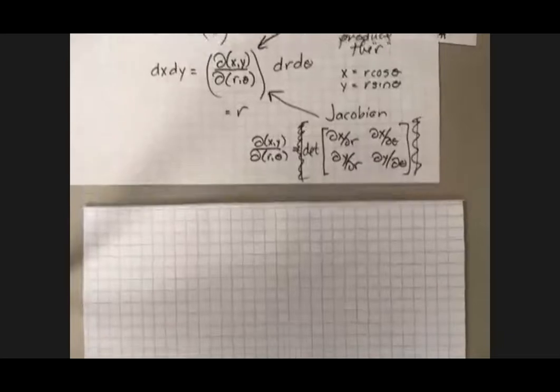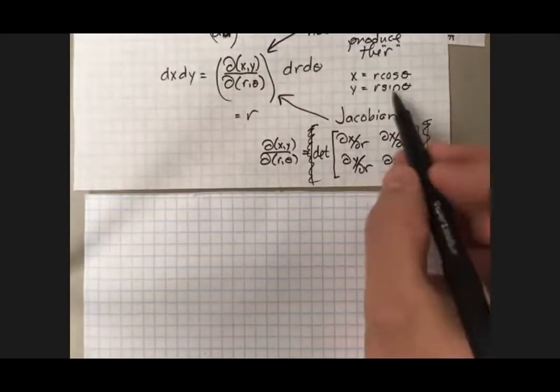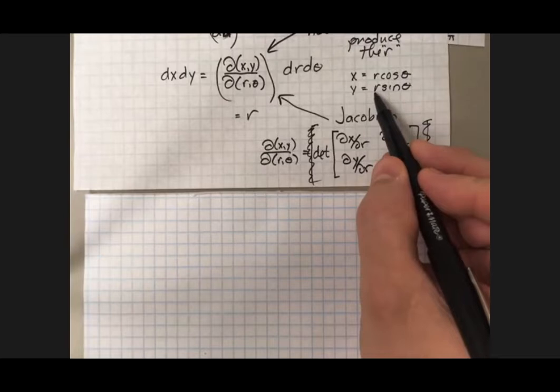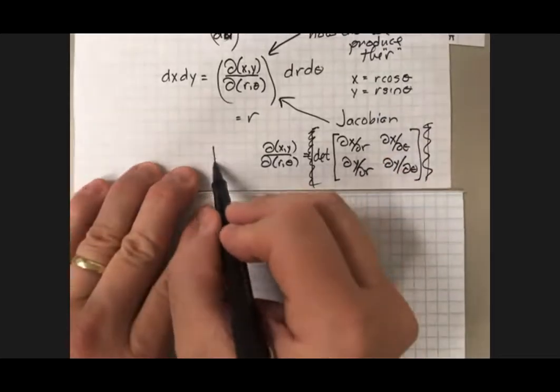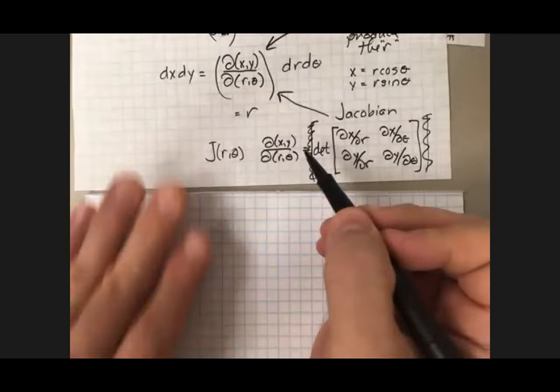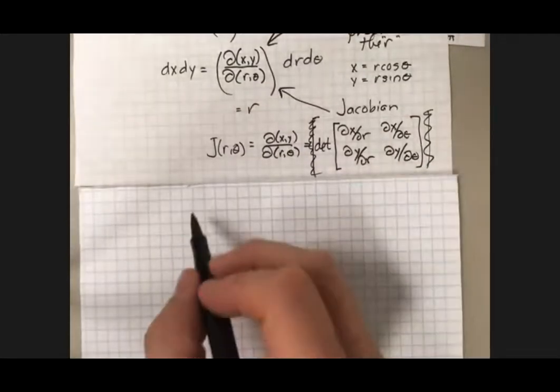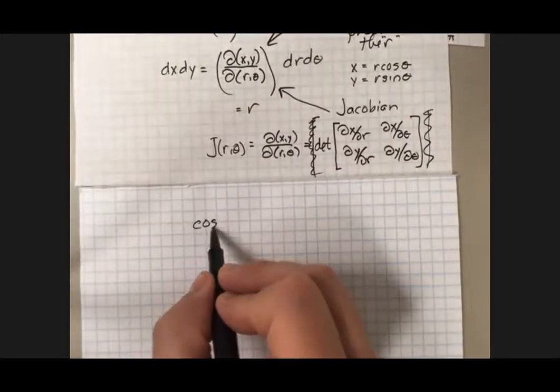So now let's execute this for the polar switch. Let's say x equals r cosine theta, y equals r sine theta. This is called the Jacobian for the r theta transformation. So partial x, partial r is cosine theta.